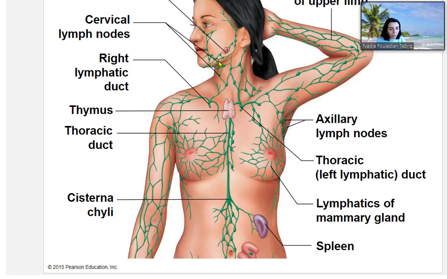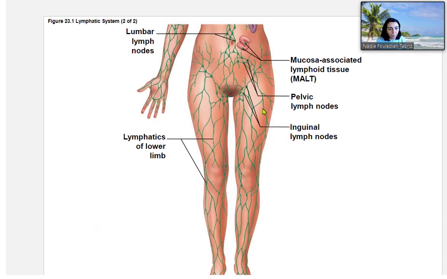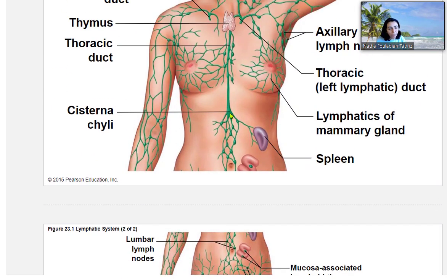So pay attention, this is only the right side of the head and neck, right upper limb, and right side of the thoracic cavity. But the rest of the body, including the two lower limbs, the abdomen, all of them come to the cisterna chyli. Cisterna chyli is a big part of the lymphatic system, where all these lower parts come and then continue their way.